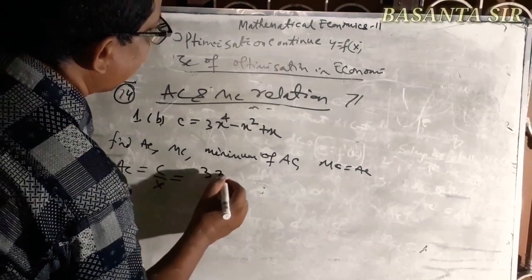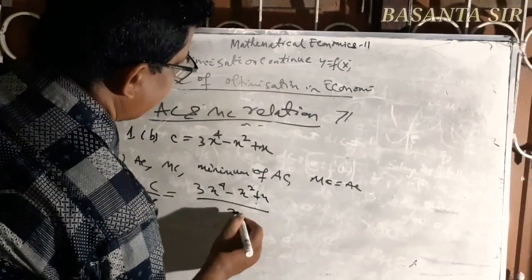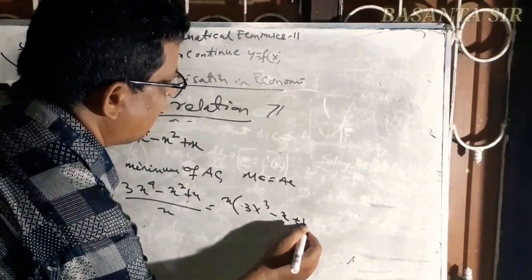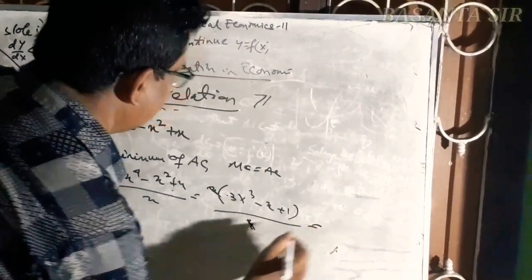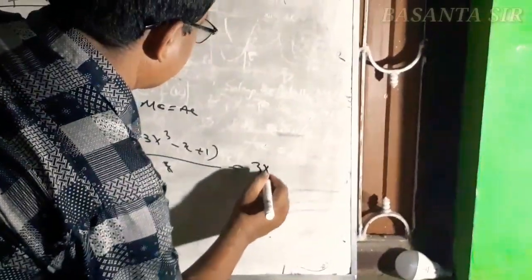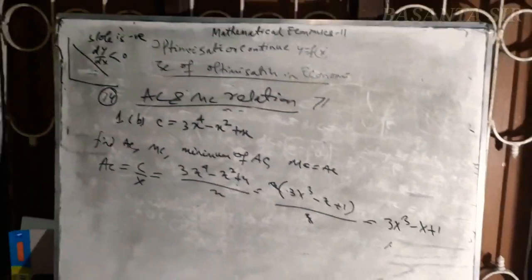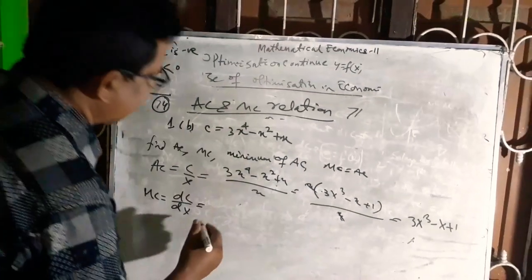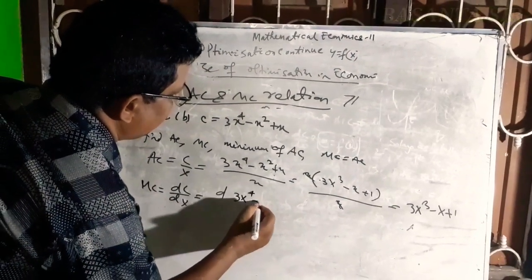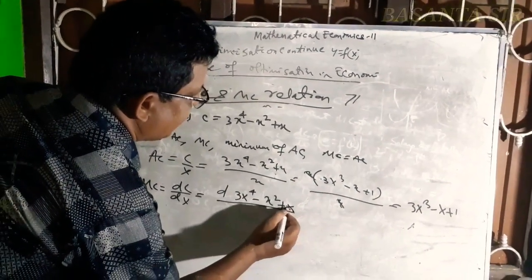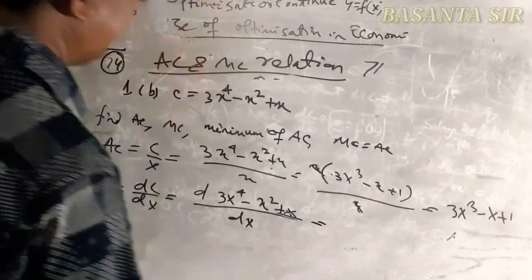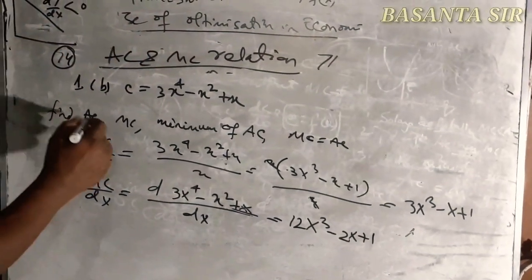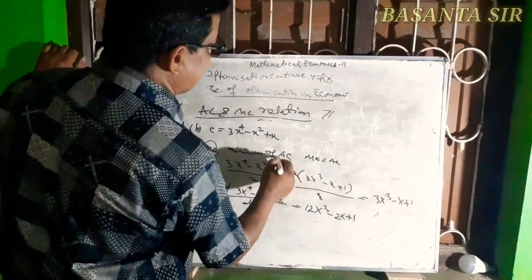C by x means 3x⁴ minus x square plus x by x. That means x is factored out: 3x cube minus x plus 1 by x. So SC here is 3x cube minus x plus 1. MC is a derivative of total cost. So total cost given here is 3x⁴ minus x square plus x, derivative by dx. So derivative is 12x cube minus 2x plus 1. So we find SC and MC, and minimum of SC we have to find.